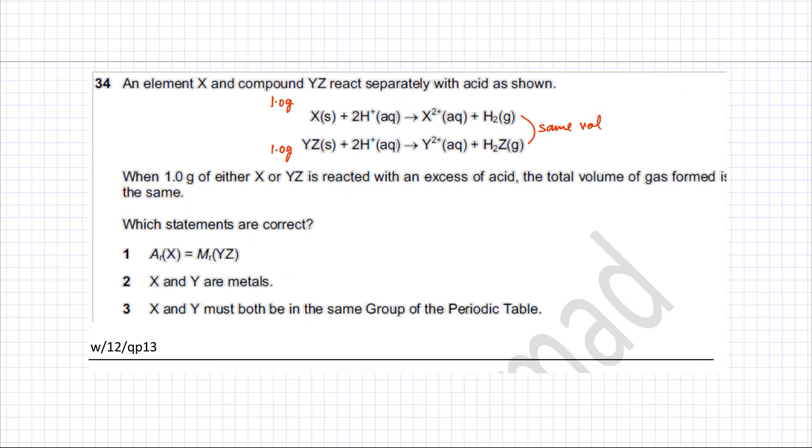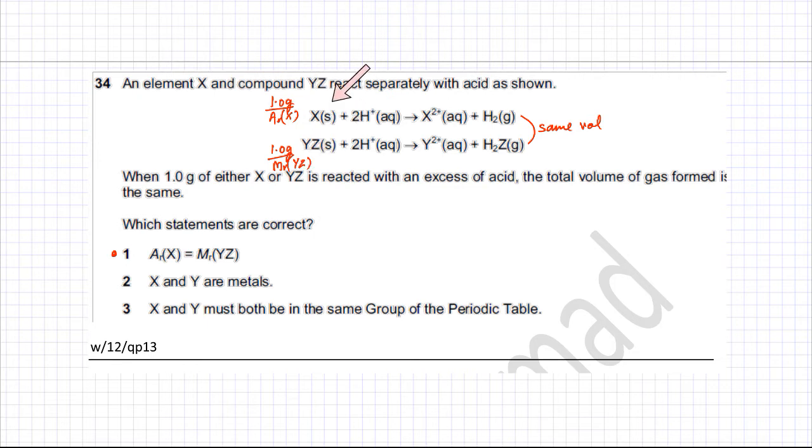So we're going to start off with the first one, and we're going to figure out whether the first statement is correct or not. Now, the only information that's given is that the mass of both substances is given. So what you can do is you can find the moles. Moles would be mass divided by the AR of X, or for YZ, moles would be equal to 1 mass divided by the MR of YZ. So these are your moles in terms of AR of X and MR of YZ. So these two are your moles of X and YZ.